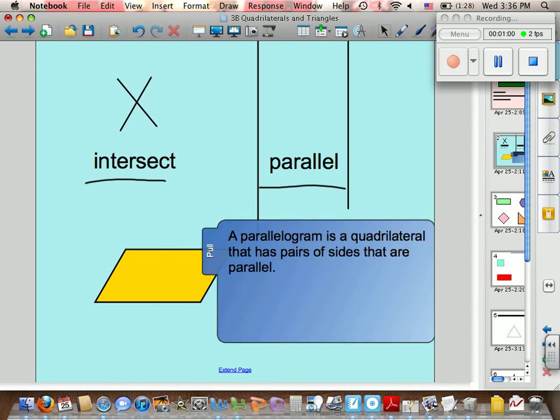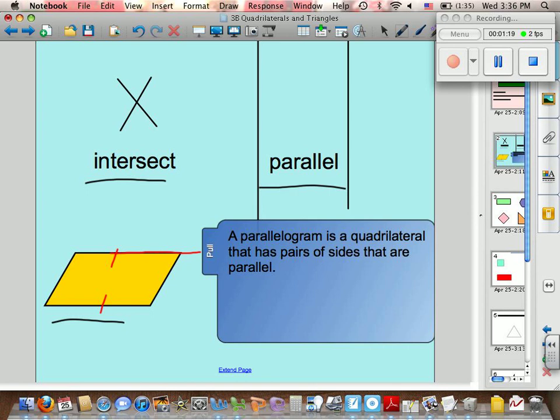Right here, you'll see we have a parallelogram. And a parallelogram is a quadrilateral that has pairs of sides that are parallel. So you can see this line is parallel with this line. If we continued these lines forever and ever, they would never cross over each other. They would never intersect. The same goes for these lines. These are parallel with each other. If we continue those lines forever and ever, they would never intersect either.